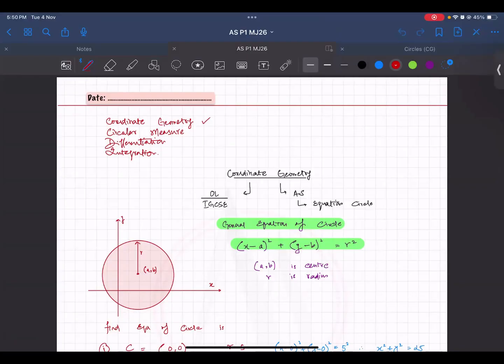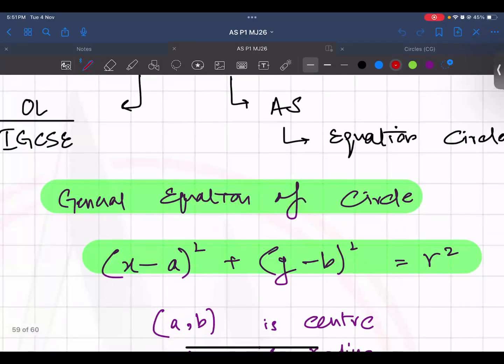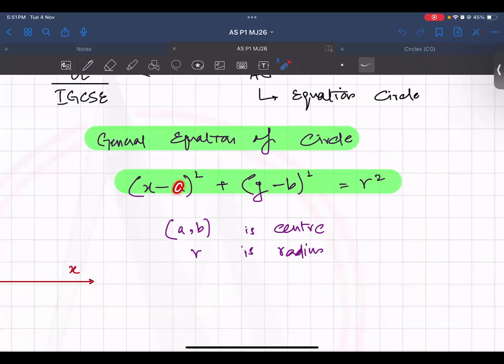We are already very familiar with that thing. Then we also continued with the equation of the circle. This was the general form. You have to learn this. This is the general equation of the circle, where this a and b, these are the x and y coordinates of the center of the circle, and this r squared, r is the radius of the circle.